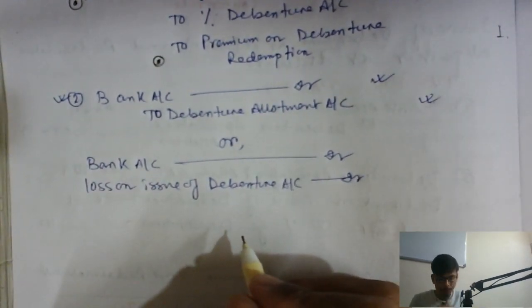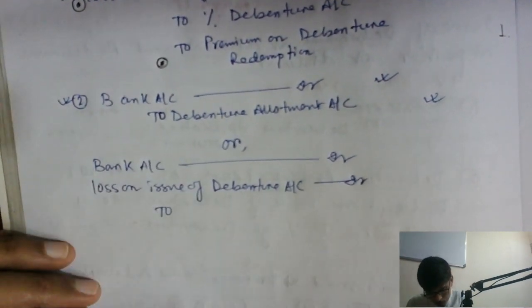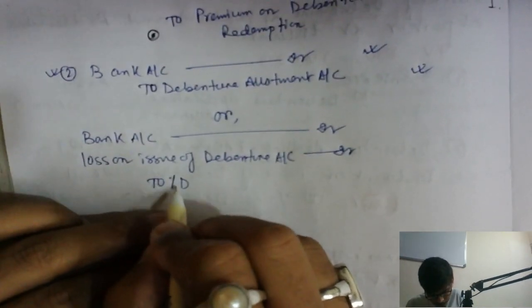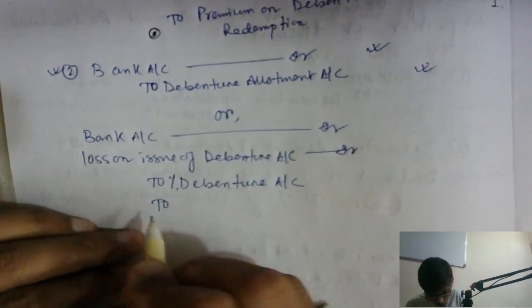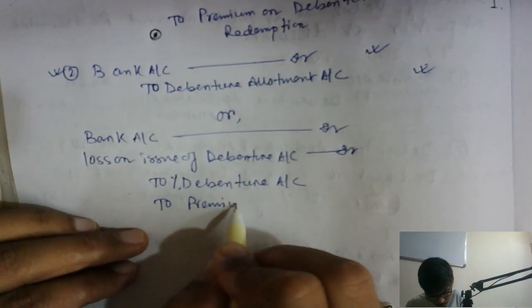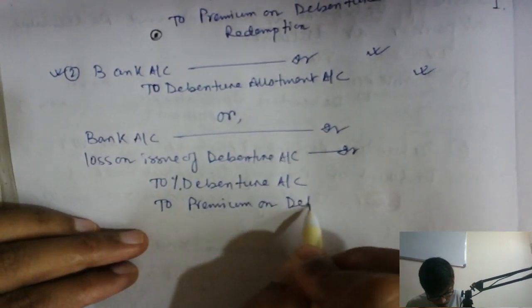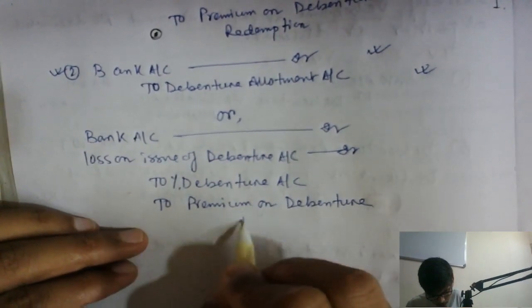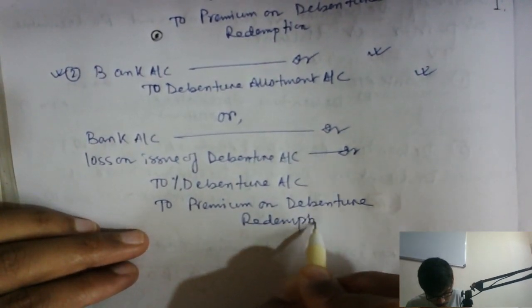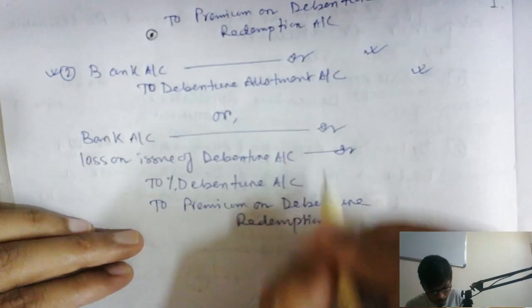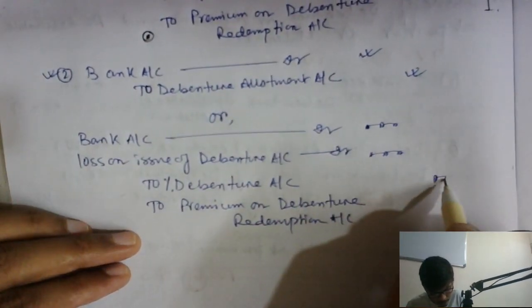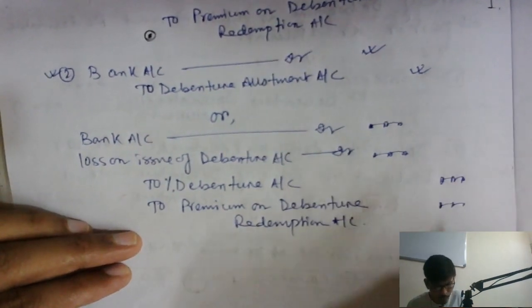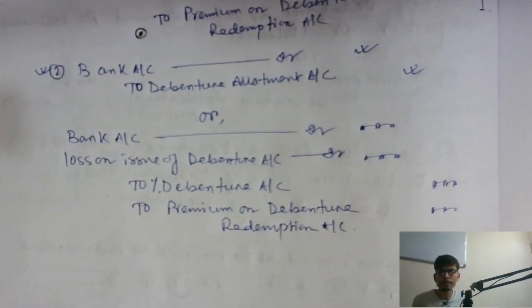ठीक है? 2 percentage debenture account to premium on debenture redemption. Here account, here account. Always mention the account. Correct. So that is done, sir. Completed. This part is quite clearly completed.